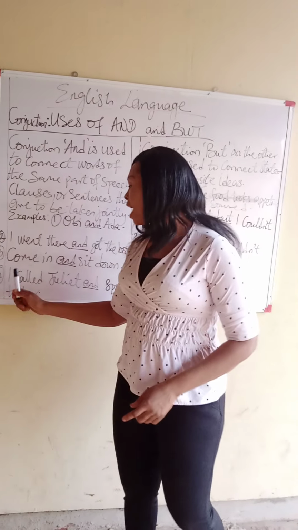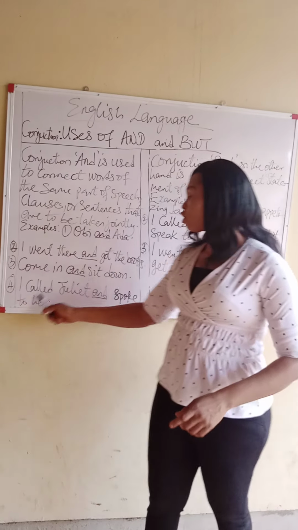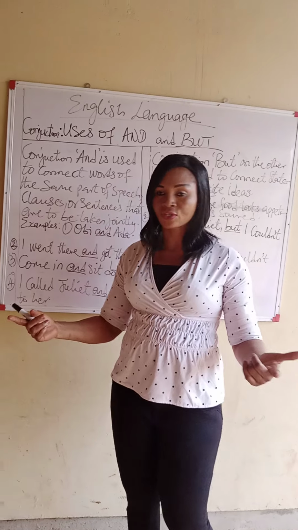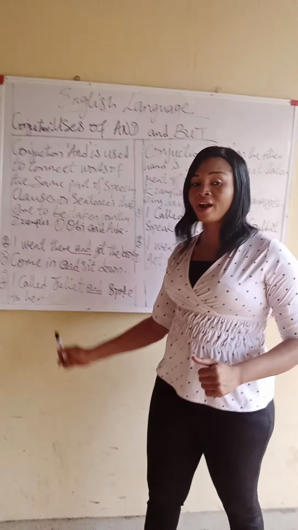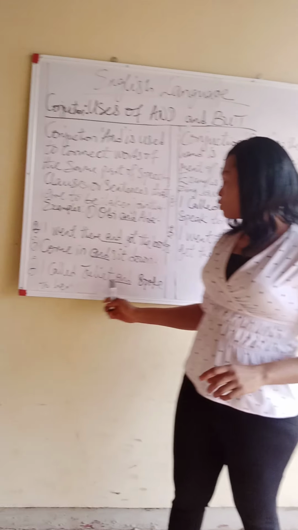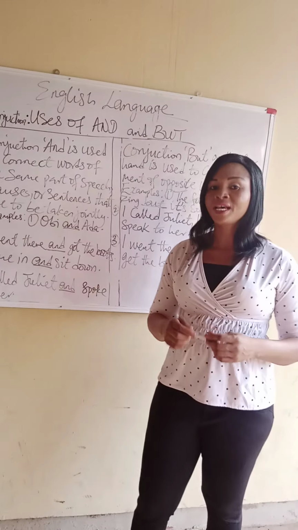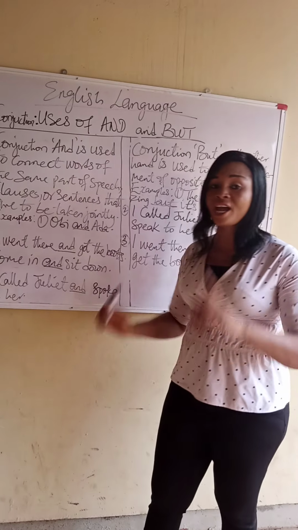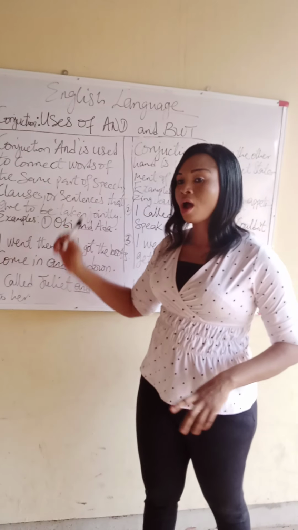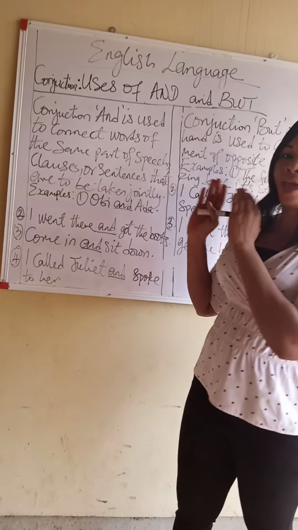We also have, I called Juliet and spoke to her. All right, I called Juliet is a positive clause. I spoke to her is also a positive clause. So what do we join them with? We use "and" to join the two positive statements. And whenever we join them together, it forms a sentence. All right, so this is the usage, or how we use "and".